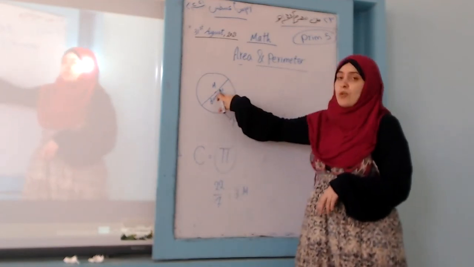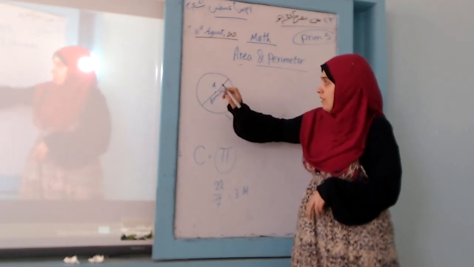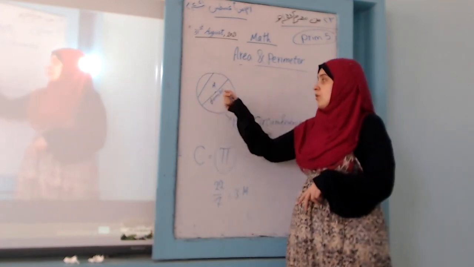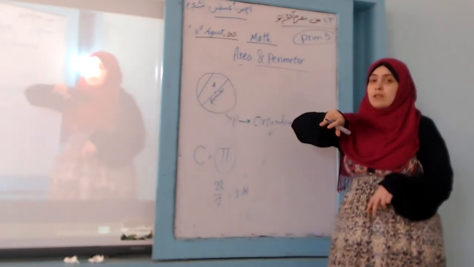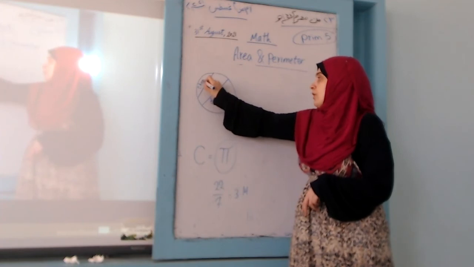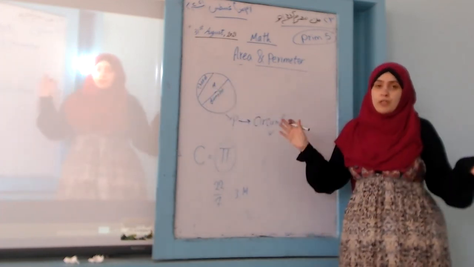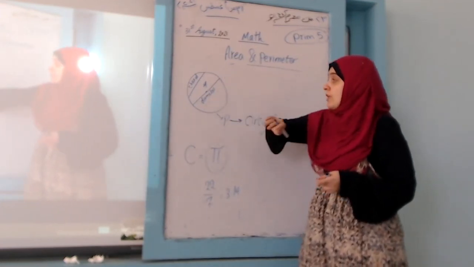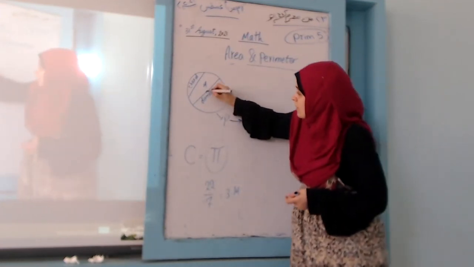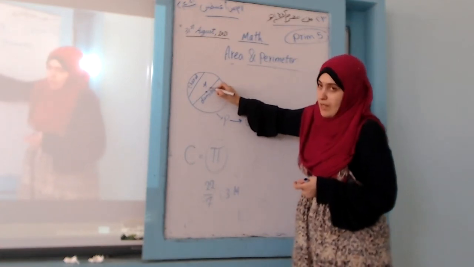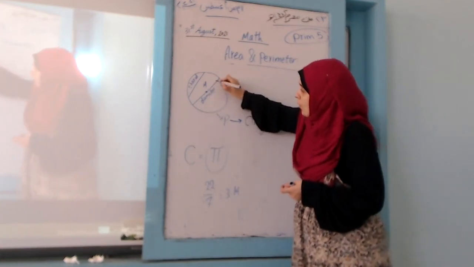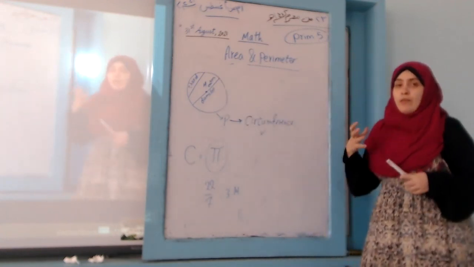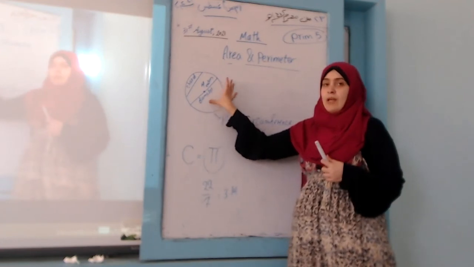Diameter must pass through the center of the circle. If I have a line segment between two points on the circle and not passing through the center, I can't call it diameter. It's a chord. So the diameter is the greatest and longest chord in our circle. I call half of the diameter, from the center to any point on the circle, the radius. So for any circle, I have a diameter and a radius.